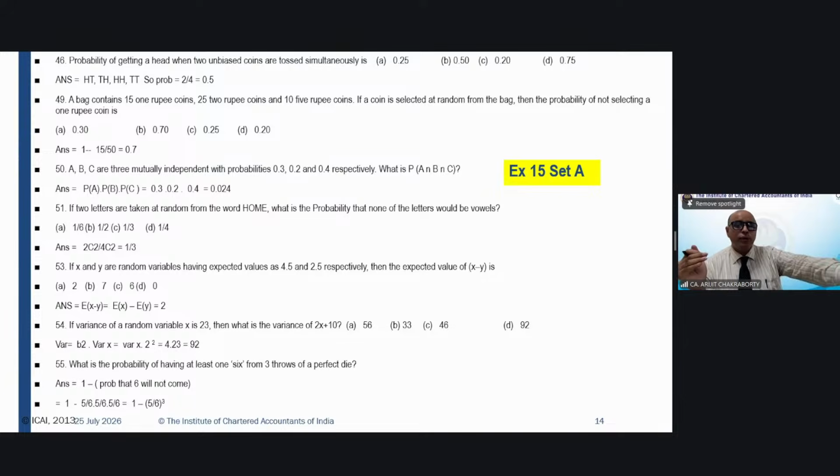Therefore, we now find the complementary event. The probability of the complementary event is 1 minus the probability of the given event. The given event is the probability that 6 will not come. The complementary event is the probability that at least one 6 will come. So I hope you can understand: 1 minus (5/6) cube. And then you can work it out.